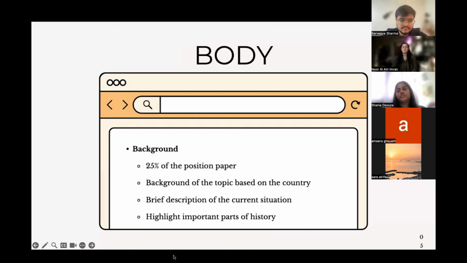So you don't want to spend too much of your time focusing on this, because most people are coming into the committee already having an understanding of what the topic is. You want to focus on what's relevant and not be overly detailed. Aside from that, you want to introduce how your country links to the topic. For example, if you're a nuclear state and you're in the IAEA, you want to highlight that fact. You want to give a brief description of the current situation. So why is the topic so relevant now? And just outline what is happening right now and what are the most important parts of history.